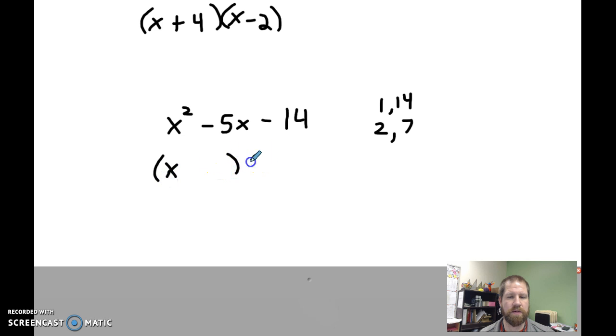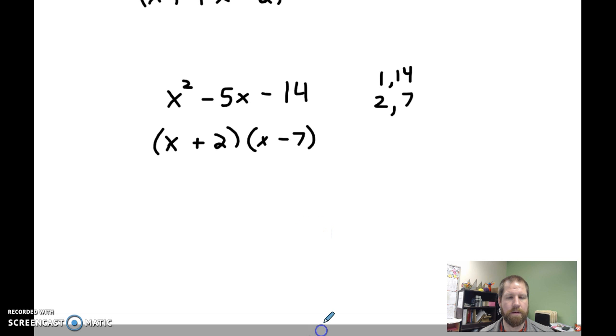My other two terms in my binomials are going to be 2 and 7. And I'm going to have my positive term be the smaller one, right? My negative term is going to be the larger factor, because that'll leave me with a negative for my middle term. All right? And that's it.